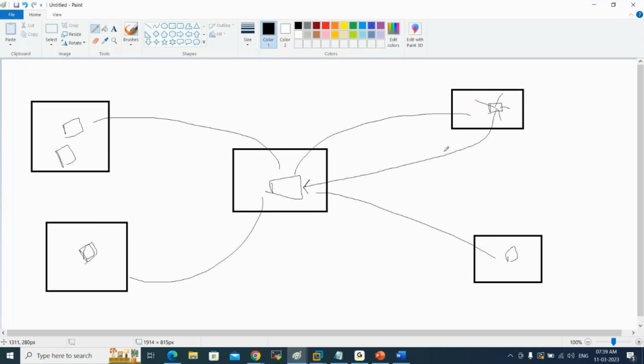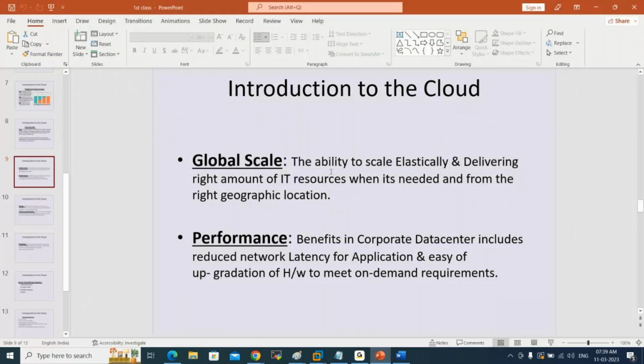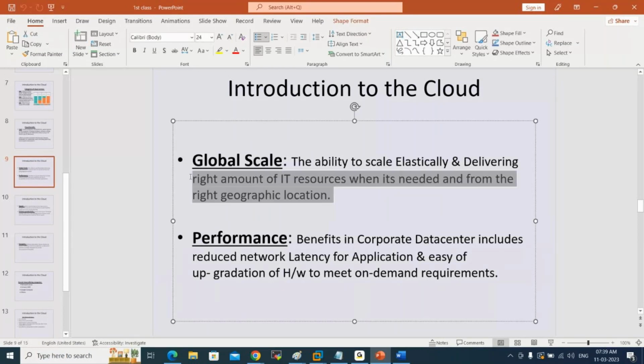That way you can run your business globally, and that's where global scale is becoming easy with cloud implementation. The ability to scale elastically and deliver the right amount of IT resources from the right geographic region, right? This is a great benefit to any company that is growing in the market.